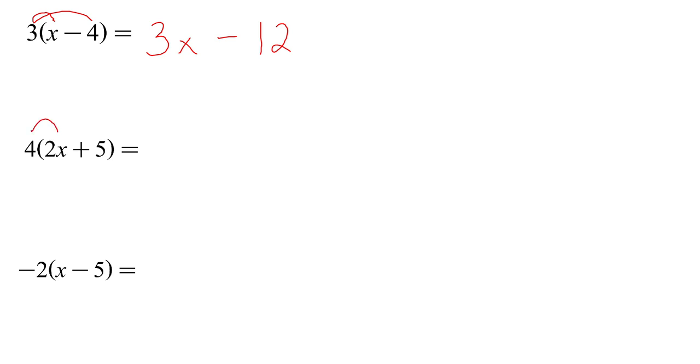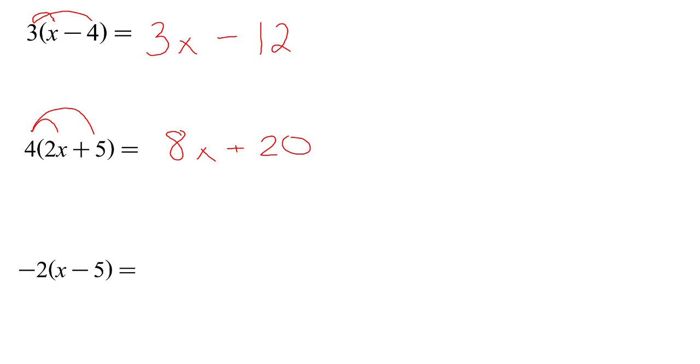For the next one, we'll start with 4 times 2x. 4 times 2 is 8, so that's going to be 8x. And then we'll do 4 times plus 5. A 4 times a 5 is 20. And since they were both positives, it will stay as a positive 20.